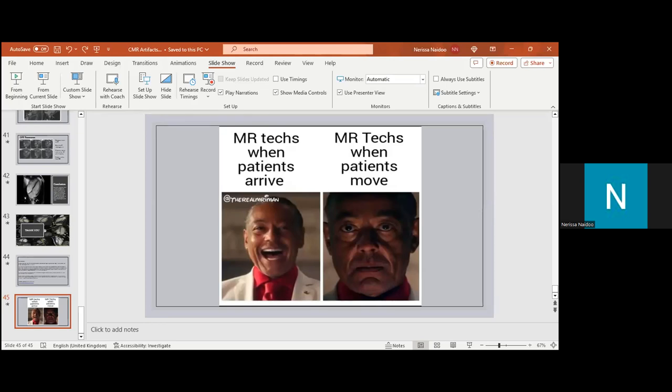Yes, you can use it if your scanner allows it, but then remember again that you have a reduction in your SNR as well as an increased scan time. So it is just very much patient dependent, and yeah, you take it from there, unfortunately.